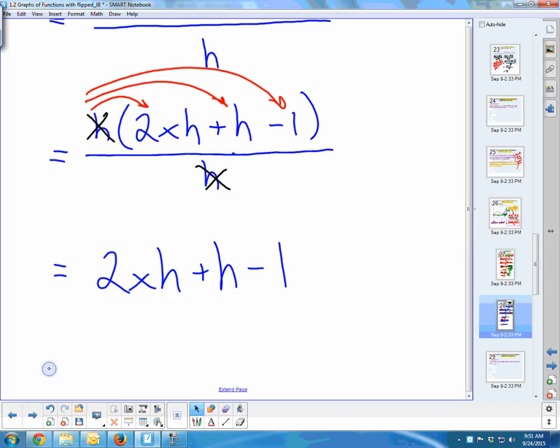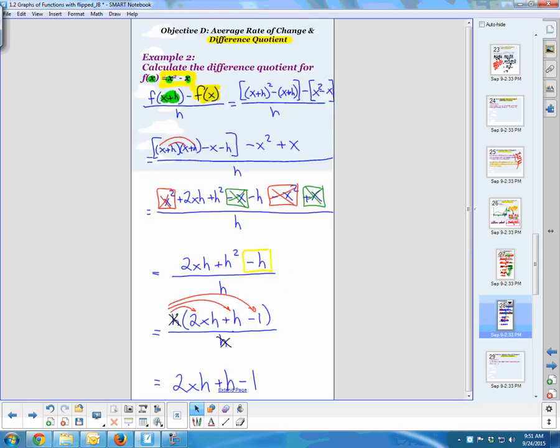Once again, pretty intense in terms of algebra. A lot of steps, a lot of places to make mistakes. I really highly recommend organization so we can do this without making any mistakes. And just take it one little piece at a time.